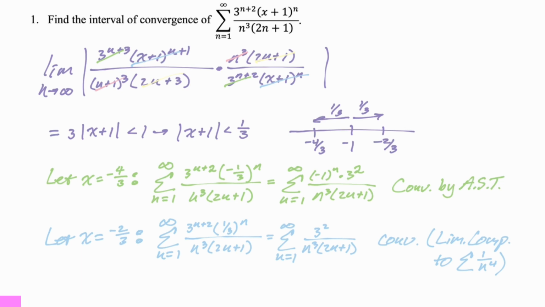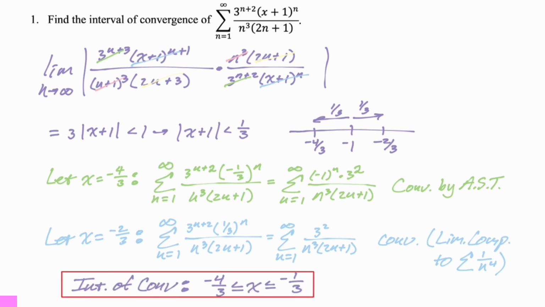So our interval of convergence will contain the endpoints. And so it's -4/3 less than or equal to x, less than or equal to -1/3. There you go. All right, that's question number 1. Let's take a look at question number 2.